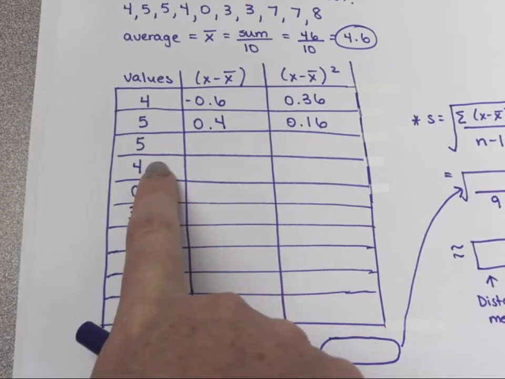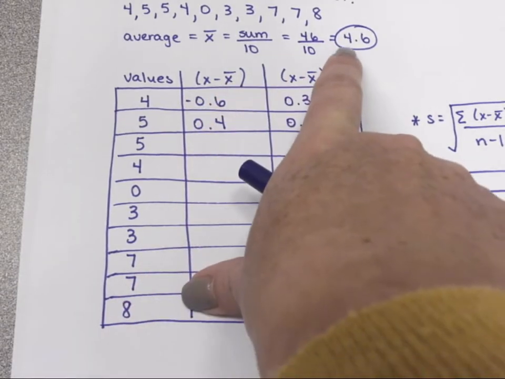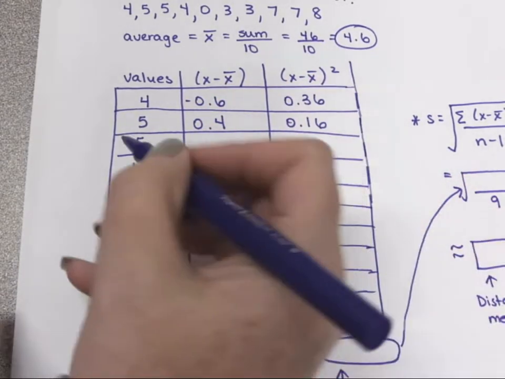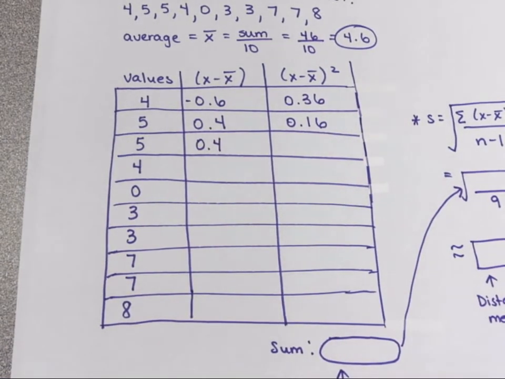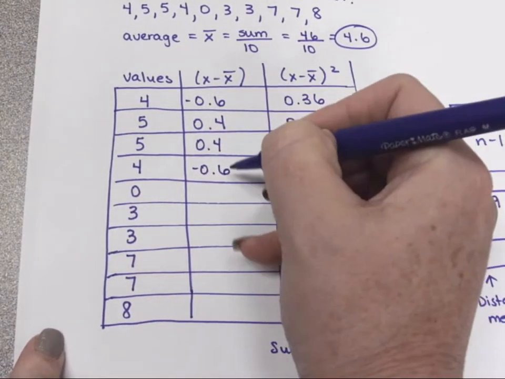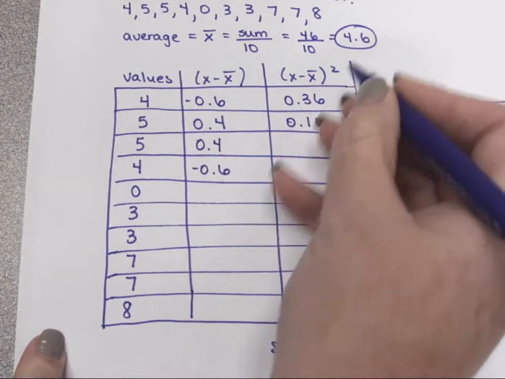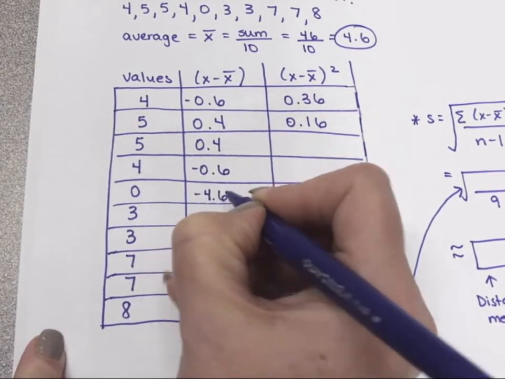Notice that if you are finding the difference between your x value and the mean, which is 4.6, we should get the same thing for these two 5s, because 5 minus 4.6 is 0.4 no matter how many 5s we have. 4 minus 4.6 would be negative 0.6. Notice these two 4s are the same as each other. 0 minus 4.6 would be negative 4.6.